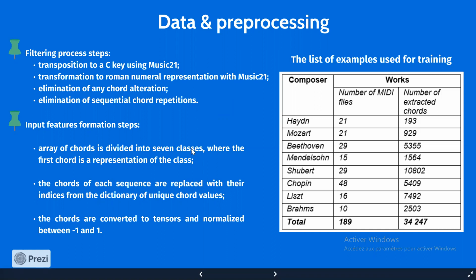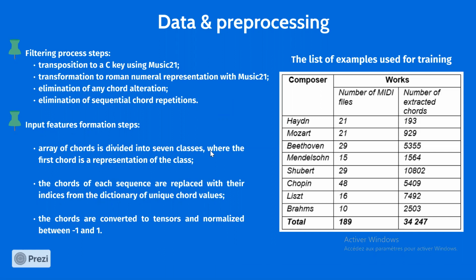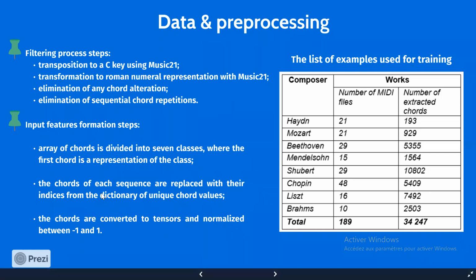After that, we formed the input features. There are 3 steps. The array of chords is divided into 7 classes, where the first chord is the representation of the class. So basically, it is a degree of the scale: second, third, fourth, etc. The chords of each sequence are replaced with their indices from the dictionary of unique chords. And then the chords are converted to tensors and normalized between -1 and 1.